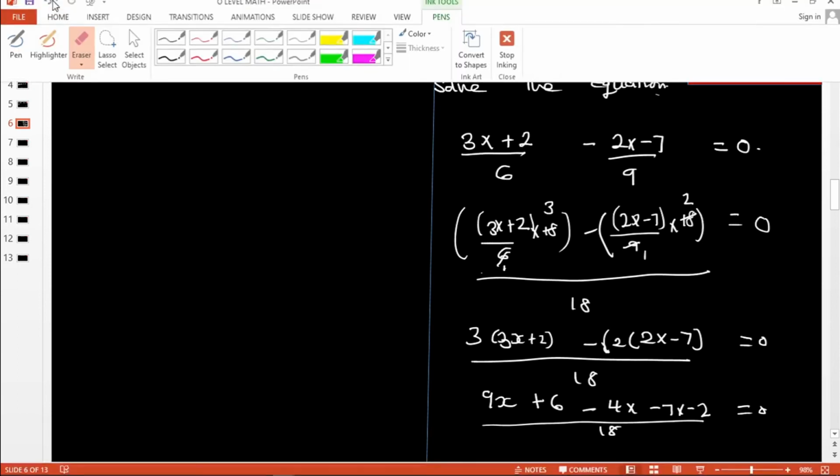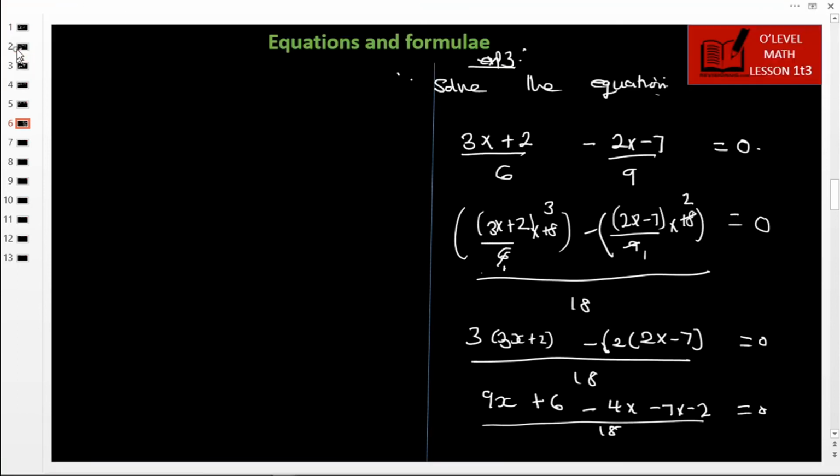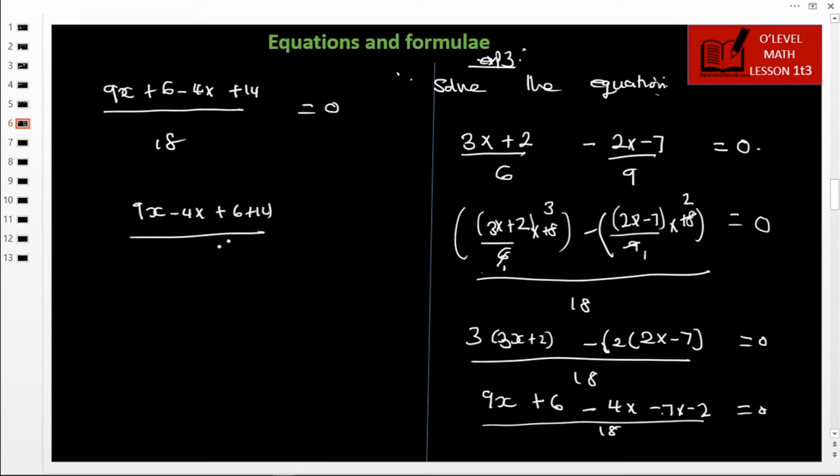Okay, so here we have 9x plus 6 minus 4x, then plus 14, because negative 7 times negative 2 is positive 14, all over 18 is equal to 0. So we collect like terms: 9x minus 4x plus 6 plus 14, all over 18, is equal to 0.